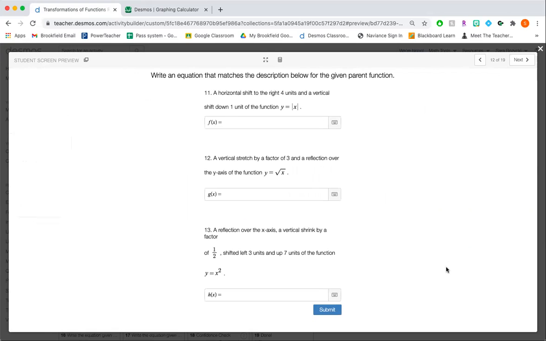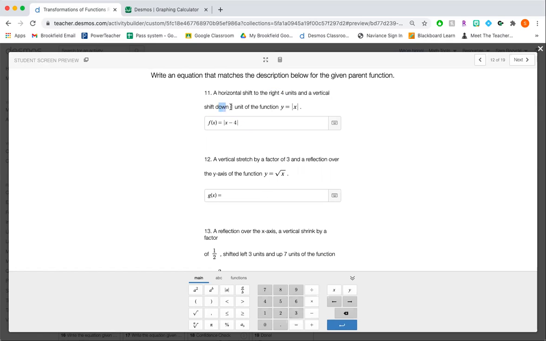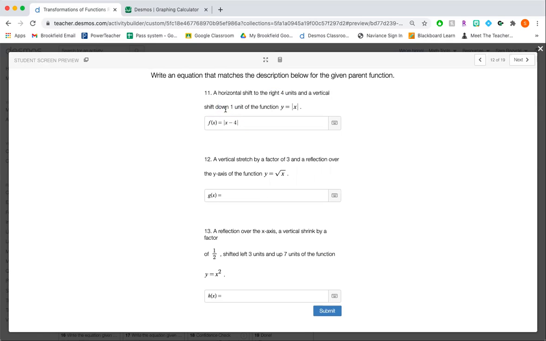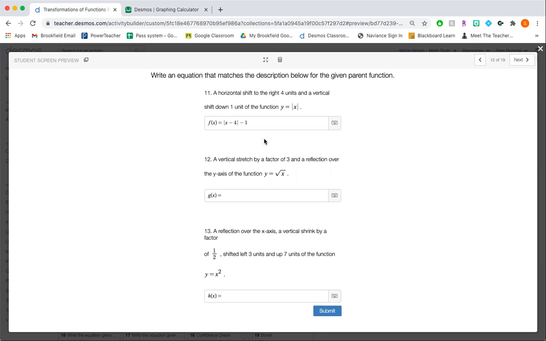All right, so now you're going to go in the opposite direction and you're going to write the equation itself. So you're going to add things onto your parent function. So here I have horizontal shift right 4. So it's going to go inside my absolute value bars. And since it's right 4, it's going to be minus. And then this says shift down 1. Because it is down, it's a vertical shift. It goes on the outside, so -1.